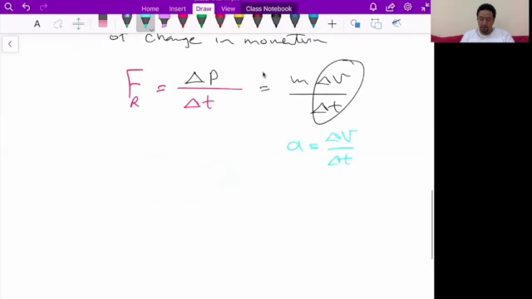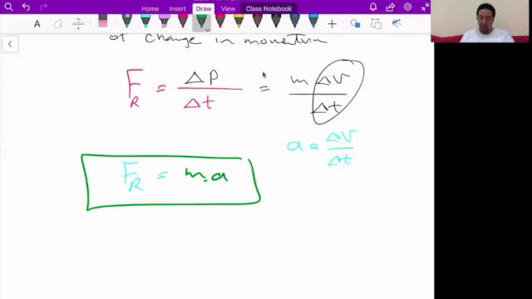If we return to the resultant force, you will find that the resultant force equals mass times acceleration, and here is Newton's second law. Here is the mass in kilogram, here is the acceleration in meter per second squared, and you will find that the resultant force is measured in Newton, or kilogram meter per second squared.